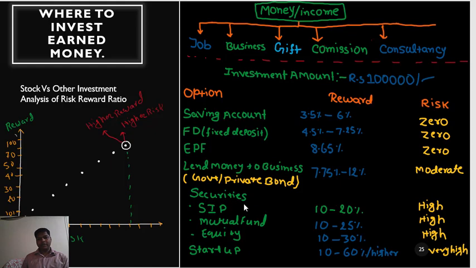If you invest in securities, the first option is the SIP, systematic investment plan. You will get as a reward 10 to 20%. The risk is very high. Invest in a mutual fund, you will get 10 to 25%. Again, the risk is very high. If you invest in equity, 10 to 30%, again high. And if you invest in a startup company, like if you have 10 lakh, 20, 50 lakhs or crores, and you invest in a startup company, you will get a very high return, sometimes 60% or sometimes 100 or 200%, but your risk is very high.